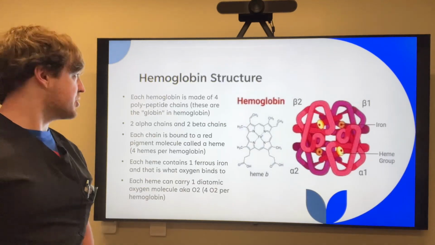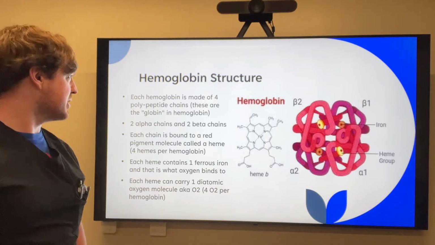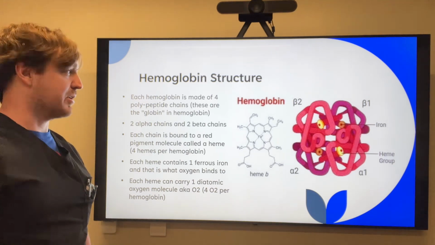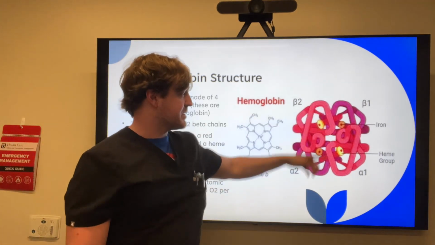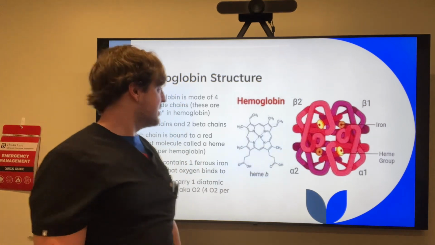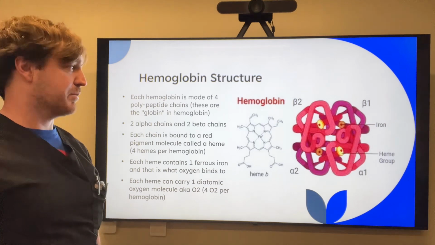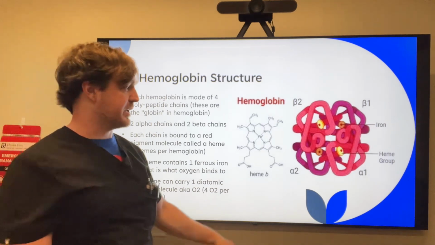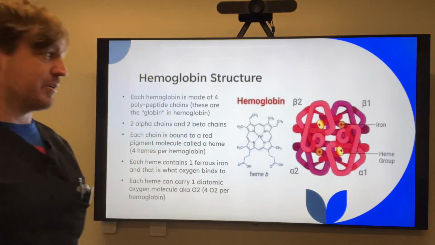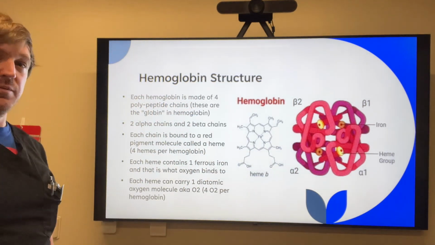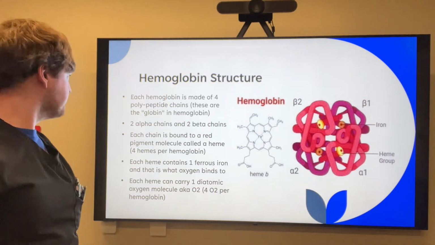Here's the hemoglobin structure. Each hemoglobin is made of 4 polypeptide chains. That's the globin part, and that's these right here. You've got the 2 alphas and the 2 betas in these chain structures. And then each hemoglobin contains 4 heme groups. There's 1 heme group on each chain, so these are your hemes here. And they're a reddish color because of the iron, and that's actually what makes your blood and muscles red.